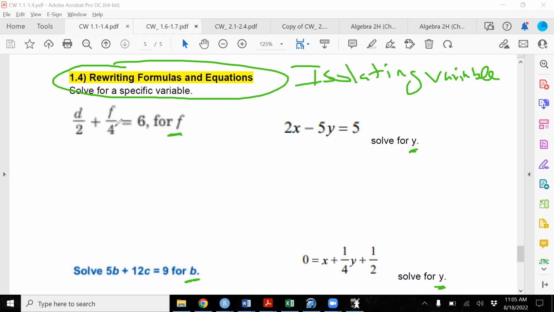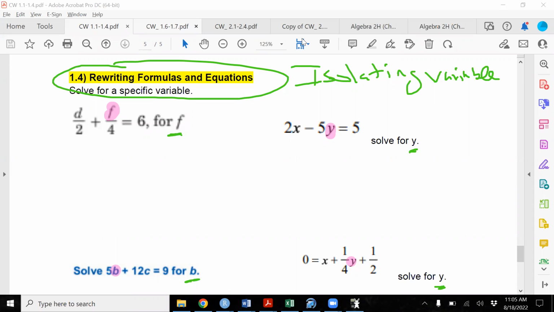Let's do the first one here. So your goal, and let me highlight as well. Okay, this is our goal, to isolate these letters. We'll start with the first one. I want to get the f by itself. What should I do to get the f by itself on the left side?